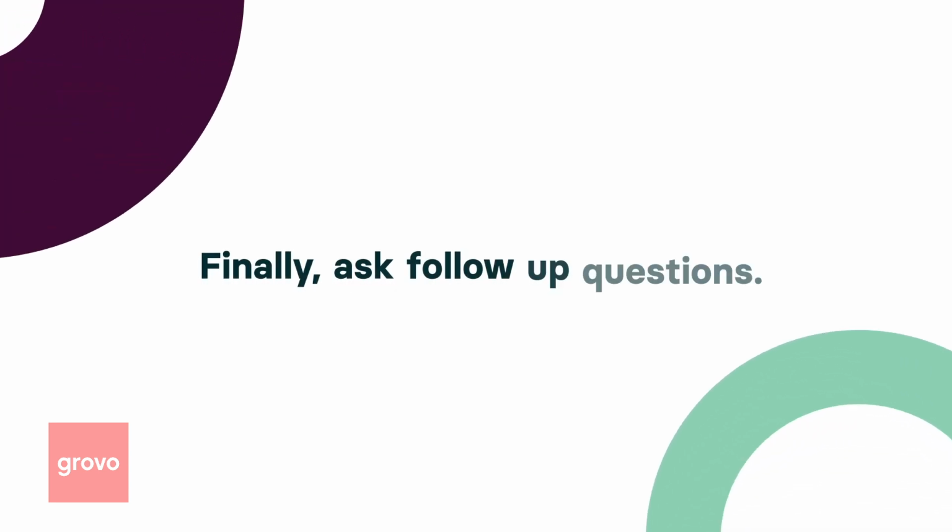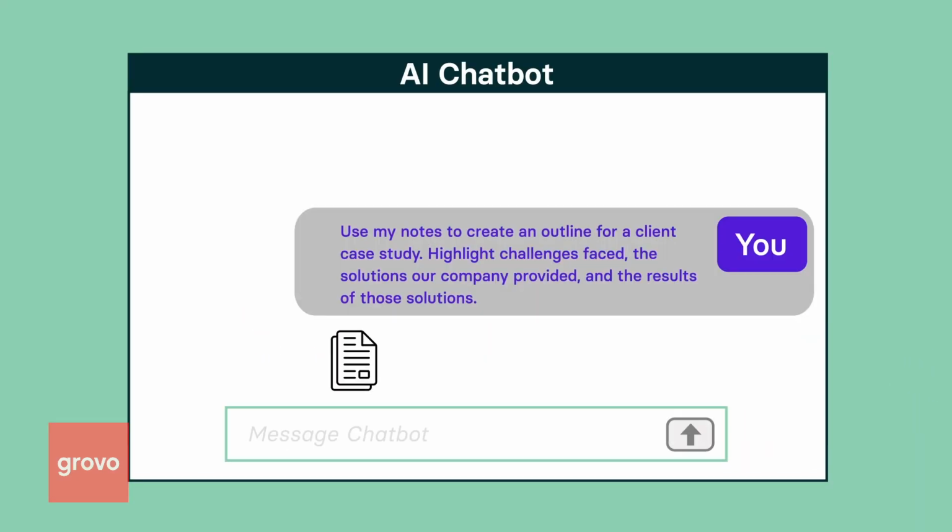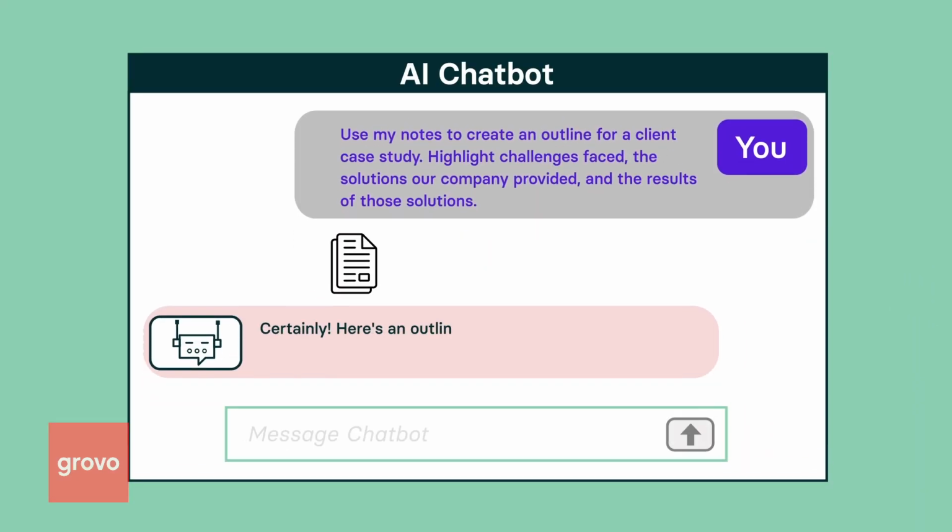Finally, ask follow-up questions. Now that you have an outline to start with, you can ask follow-up questions to add more detail. Maybe you don't like how short the outline is. You can simply type, "Make this outline more detailed," or "Add more detail in the introduction section."